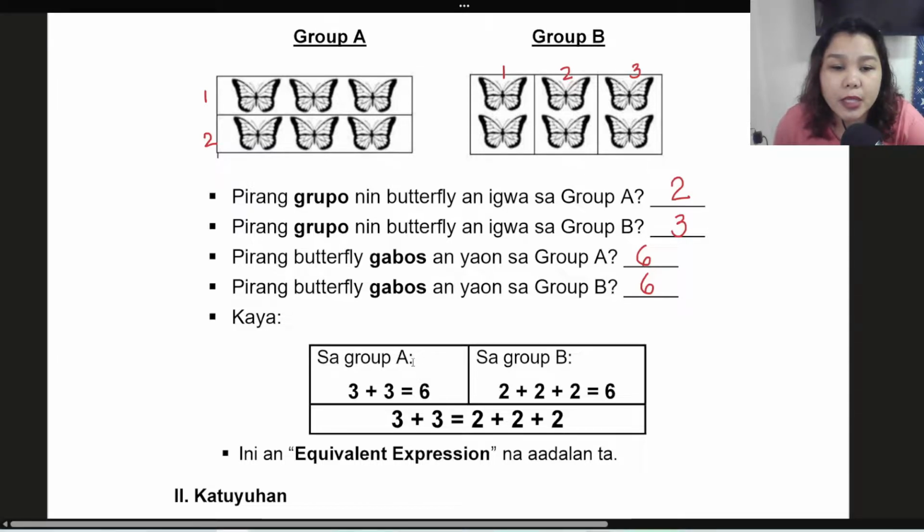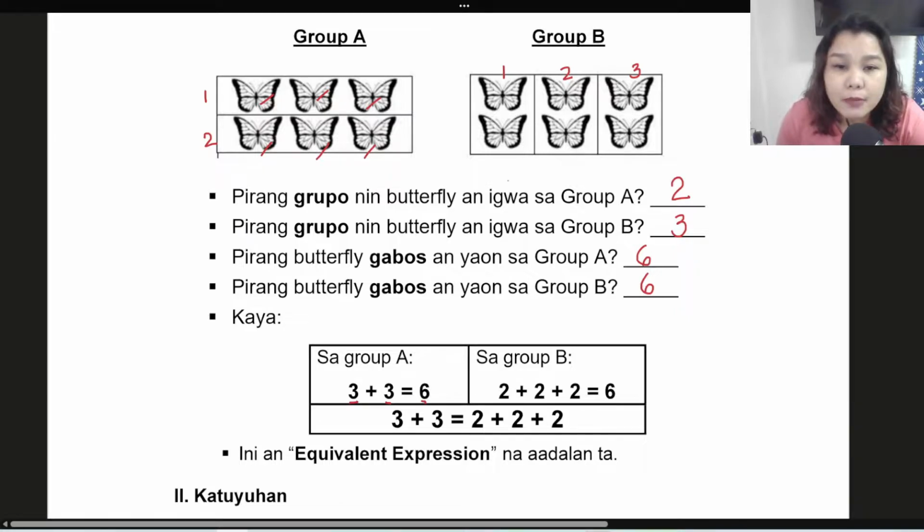Okay, sa group A, dahil duwang grupo, bilangon ta ang laman. Okay, bilangon ta 1, 2, 3. Kaya igwa kita nin 3. Plus, sa second group, 1, 2, 3. Kaya igwa na naman 3. So, makakasulat kitang 3 plus 3 equals 6. So, yan ang addition sentence for group A.